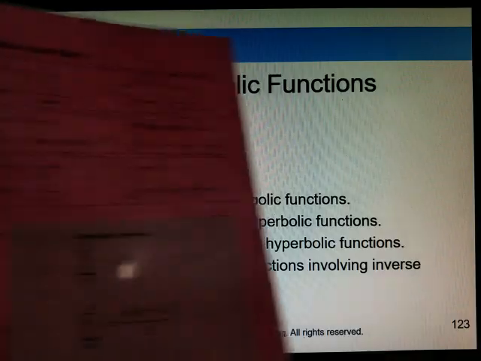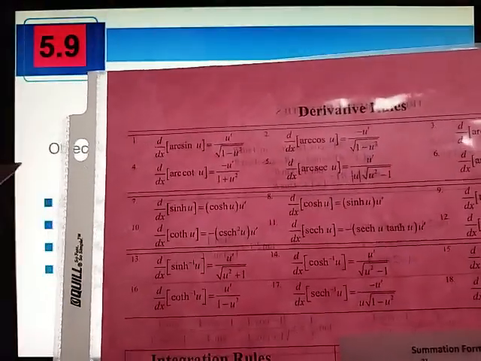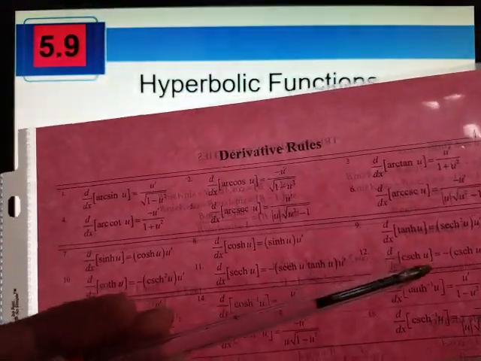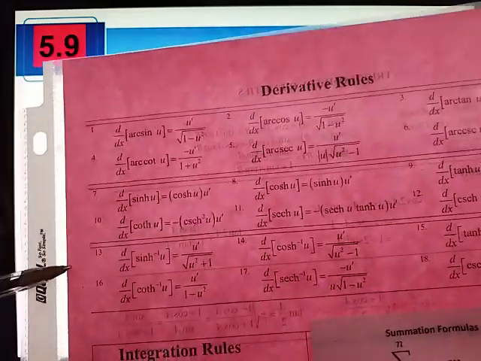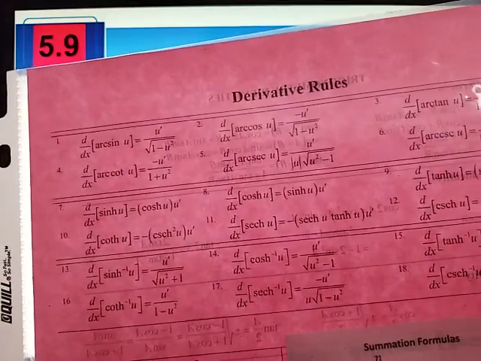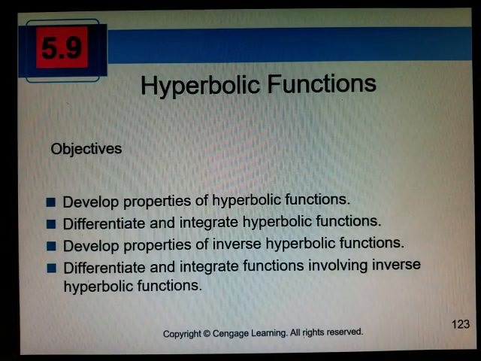On our pink sheet for our formulas, we have a lot of rules for hyperbolics. I know you can't read it through this video right now. Rules 7 through 12 are all your derivatives of your hyperbolic sine, cosine, and cosecant. And rules 13 through 18 are your derivative rules for all your inverse hyperbolics. So you definitely want to have that sheet out in front of you, and we'll be referring back to those as we do these notes today.